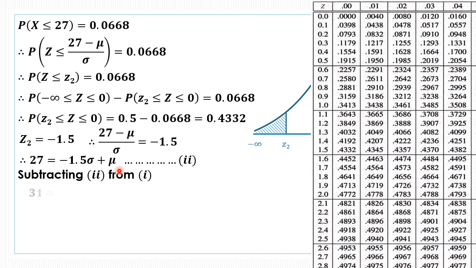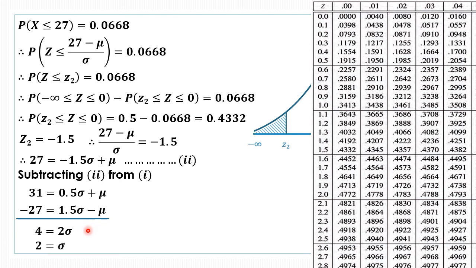Okay, so for that purpose, I will write down the first equation as it is, and when I write the second equation, I will inverse its signs because I am subtracting it. So positive 27 will become negative 27, negative 1.5 sigma will become positive 1.5 sigma, and positive mu will become negative mu. So when I subtract it, 31 minus 27 will be 4. Both of them will be added, so this will become 2 sigma, and these mu's will be cancelled because they are positive and negative. So the answer which I will get is 4 is equal to 2 sigma. So naturally sigma will be 2.